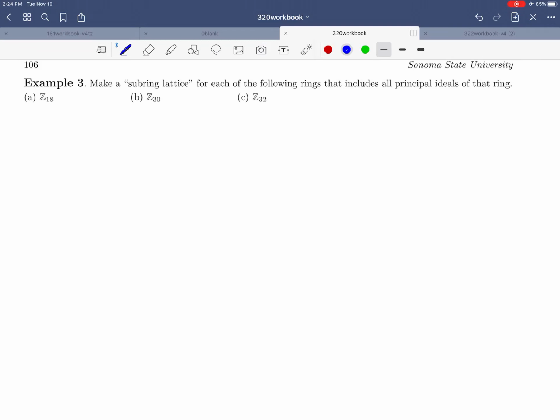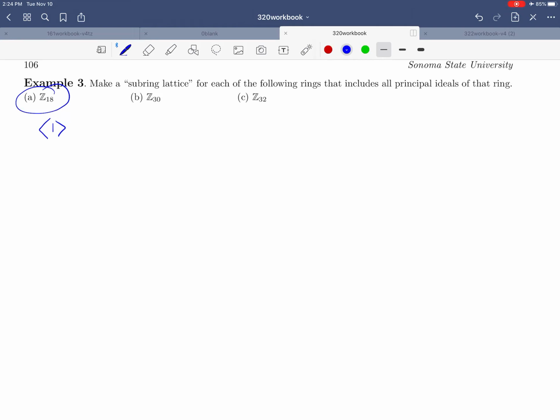A nice way to visualize what's going on in a ring is to look at a subring lattice for the principal ideals of a ring. So that gives us a little bit more insight into the structure of a ring. So I'm going to look at Z18 in this video. So what are the principal ideals of Z18? Well, let's just go through elements in Z18.